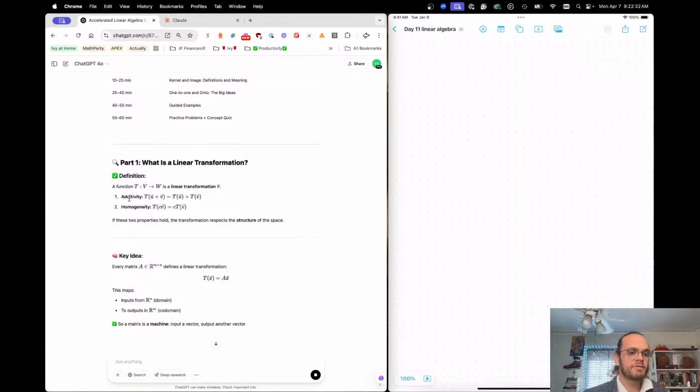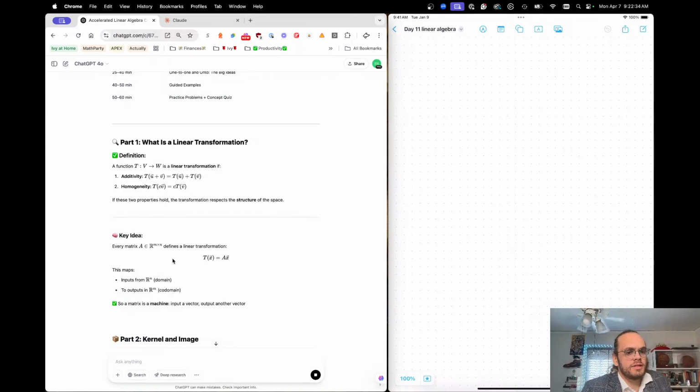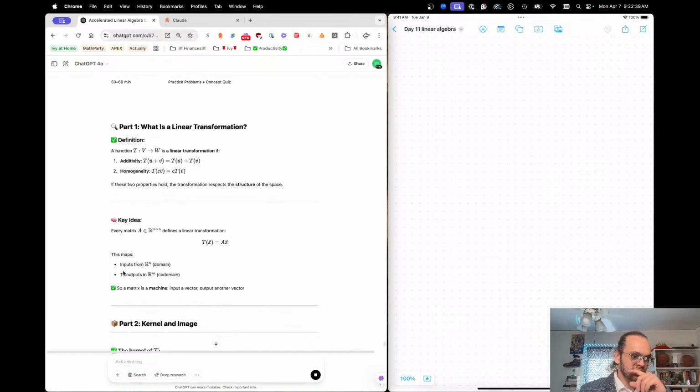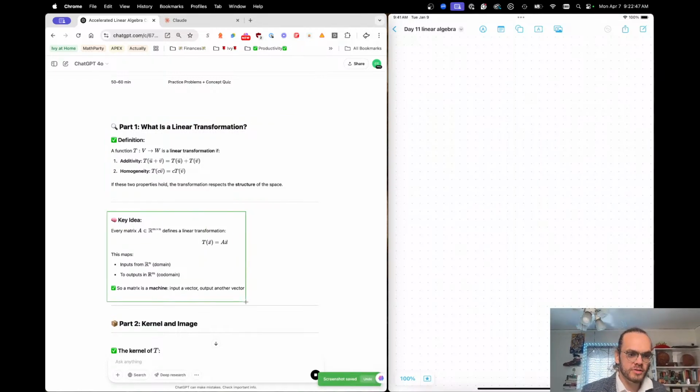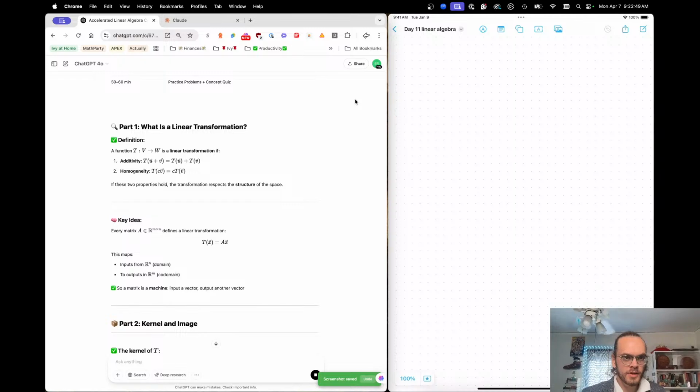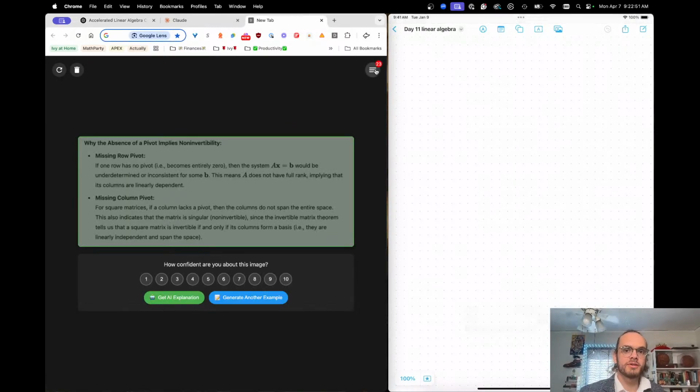So the key idea is every matrix defines a linear transformation. This is insane. I'll just tell you right now, this is insane. Screenshotting all this stuff to review later. I'm getting through all the notes to review. If you look at my new tab, I have 23 of these images I still need to rate my understanding of.